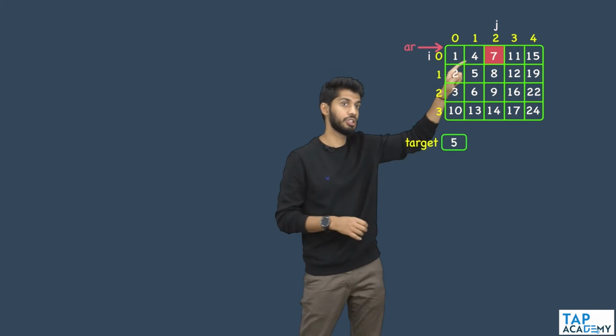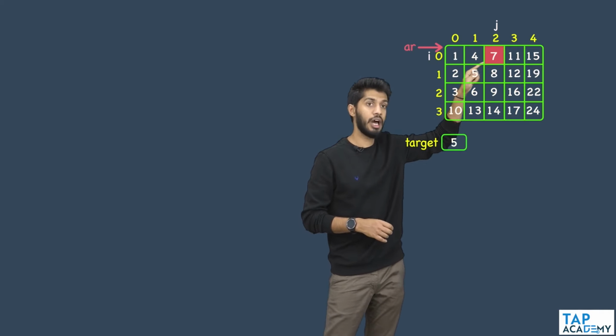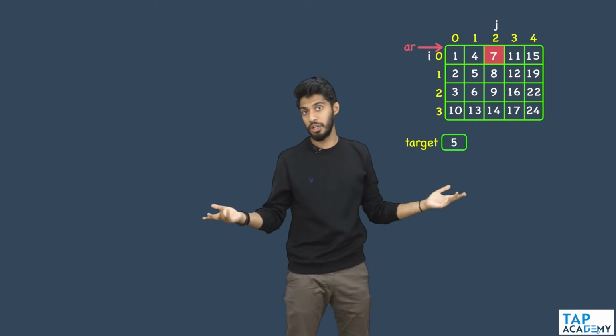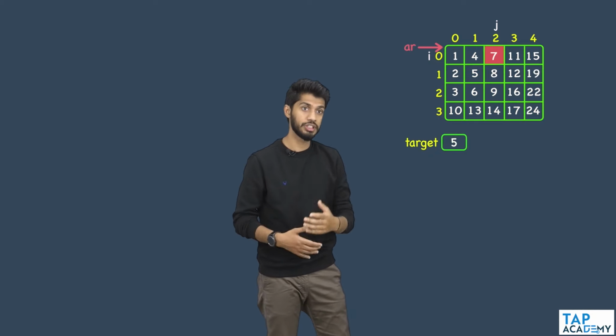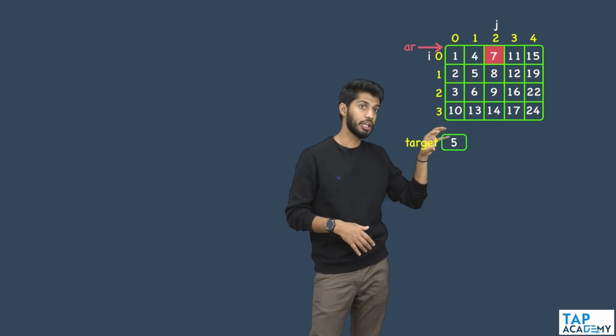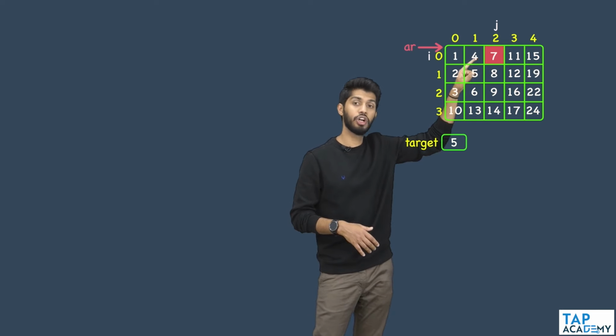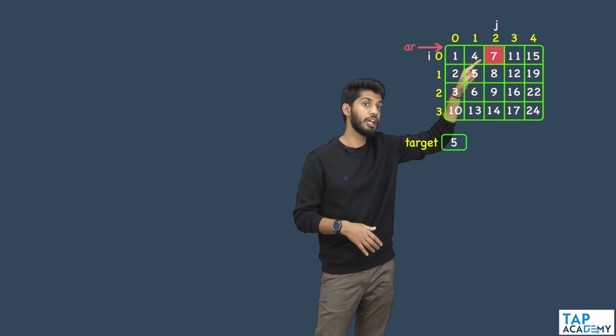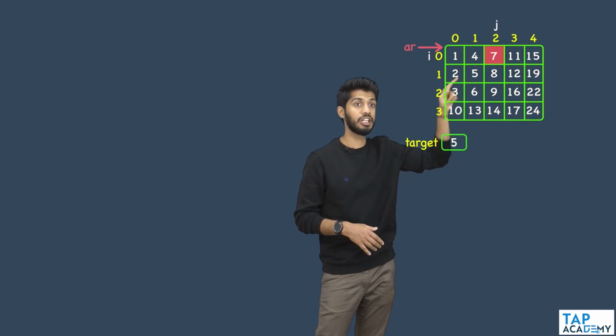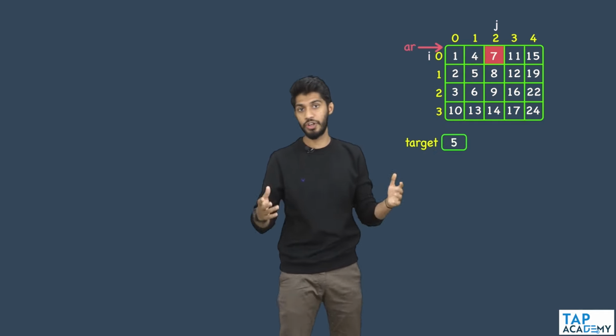Next, what I will do is, now this is the element, i is 0, j is 2, so AR of ij is 7, so I will check whether target value is equal to the AR of ij. Is it equal? No. If it is not equal, I will check whether this target element is greater than this element or smaller than this element. You know very well, this particular element is actually greater than the target element. So I can say target value is less than this particular element, AR of ij.